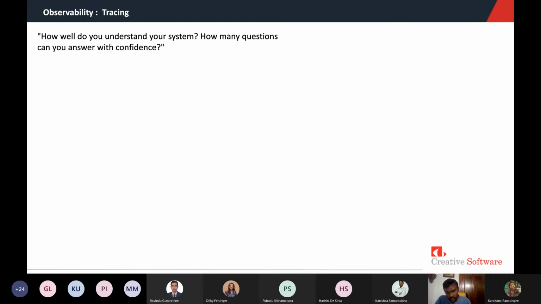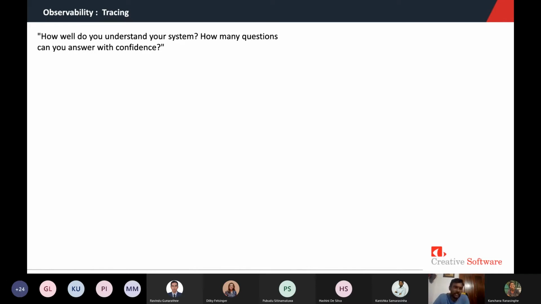We can call a particular application or a system in cloud observable if you can answer the questions that are coming about your solution precisely and with confidence. For example, if you can answer anything that people ask about your system with confidence and accuracy, if you have features to answer questions on your system, then we can call it an observable platform or observable software in the cloud. So what are the typical questions that people might ask?